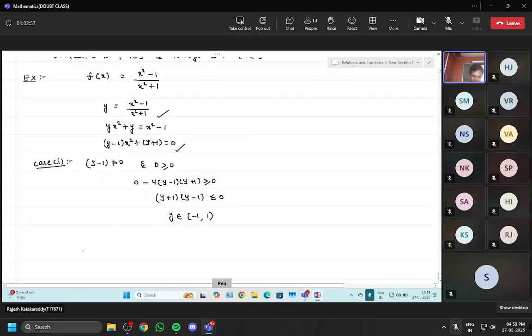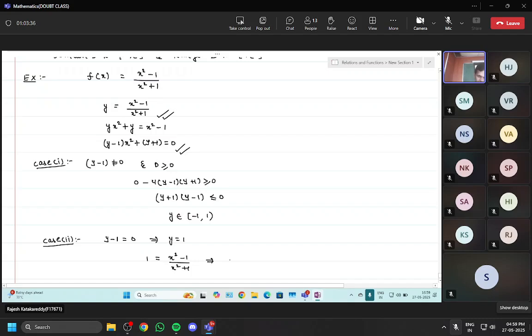So next thing in case 2, I said y minus 1 is not equal to 0. What if y minus 1 is equal to 0? Do I have a real value of x for the image y is equal to 1? Do I have a pre-image for the image y is equal to 1? For that, you substitute y is equal to 1 in any of the equations. You can do here or you can do here as well. The moment you put y is equal to 1, you get 1 is equal to x square minus 1 by x square plus 1.